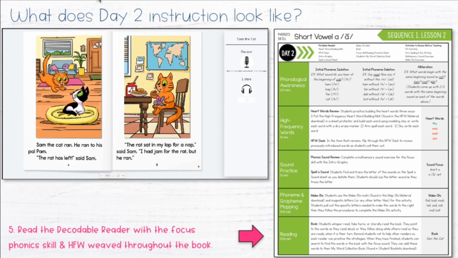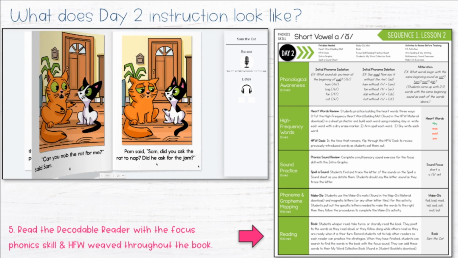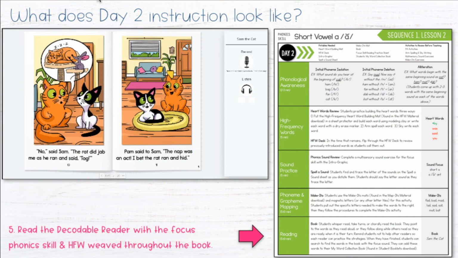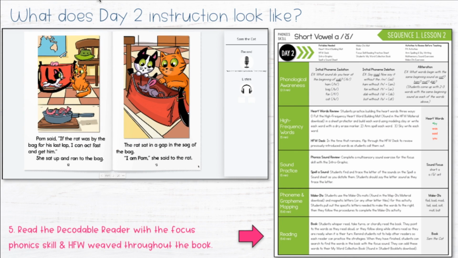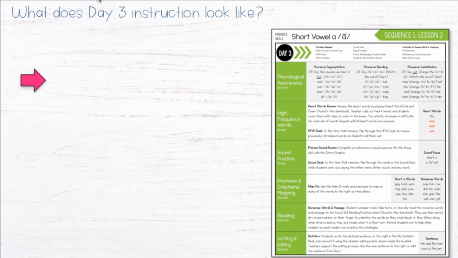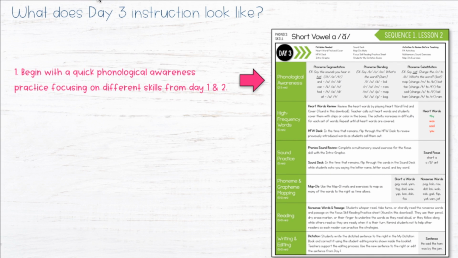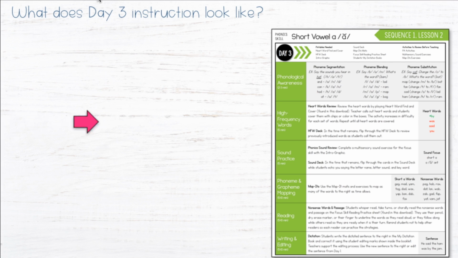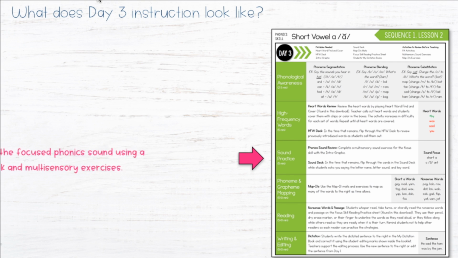This is where you bring in the reading of a decodable text after you did explicit instruction on day 1 and day 2. And then you're going to move into day 3. Day 3's instruction, again, is a quick 2-minute review of phonological awareness: phoneme segmentation, phoneme blending, and phoneme substitution. Again, you're going to review those same high frequency words from the first 2 days. Again, you're going to practice with the phonics sound. You're going to focus on the sound deck and a subtype of phonics sound review.